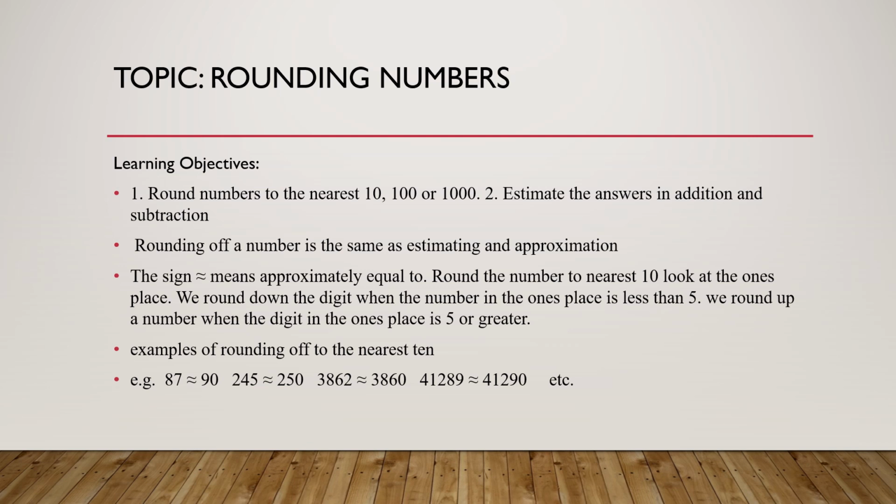87 is a number. Look at the number in the ones place. 7 is greater than 5, so we will round up to the nearest 10, which is 90. 245: 5 is equal to 5, so we will round up to the next 10, which is 250. 3862: look at the ones place. 2 is less than 5, so we will round down to the previous 10, which is 3860. 41289: 9 is greater than 5, so the number will be 41290.